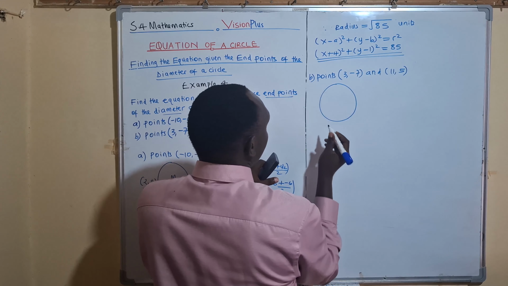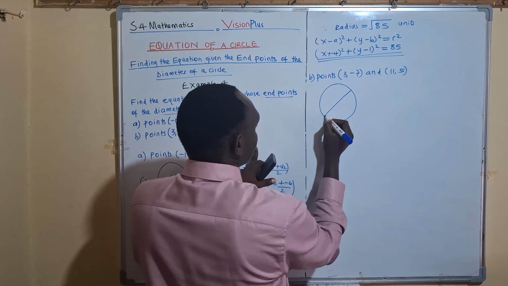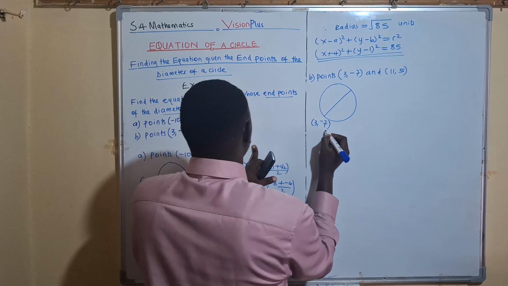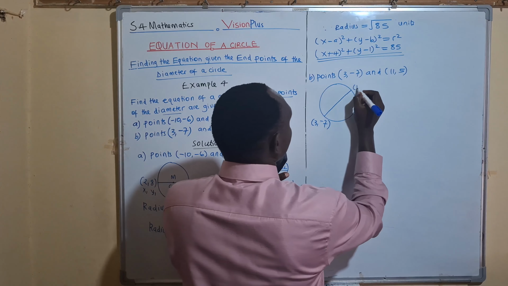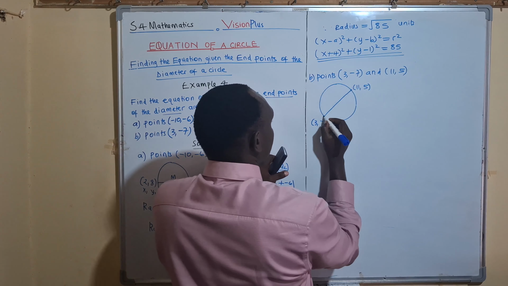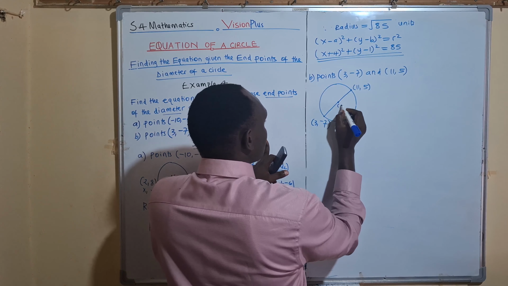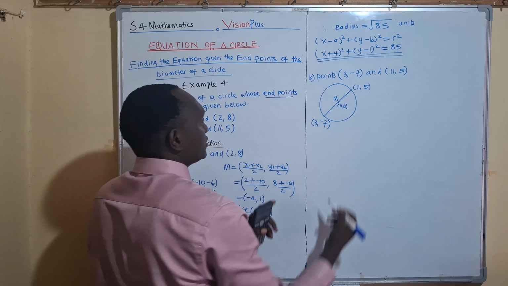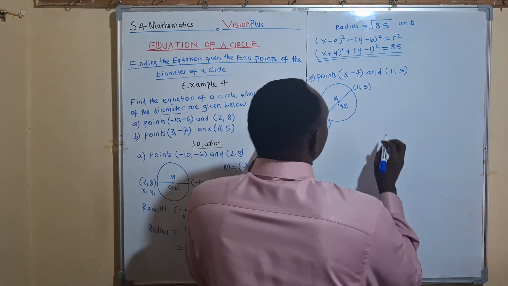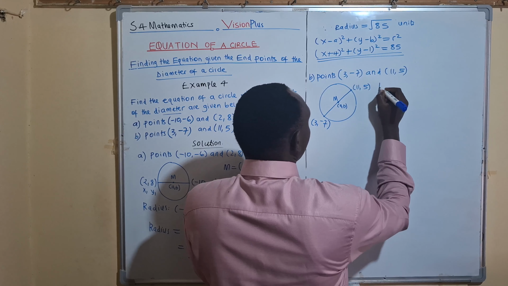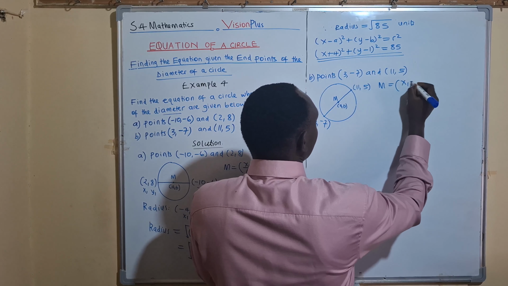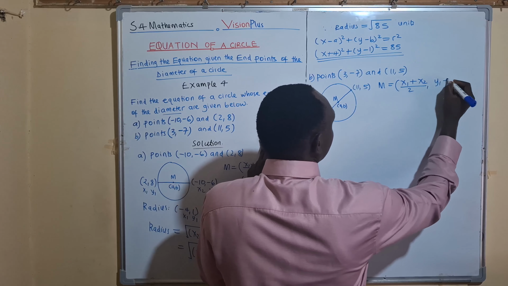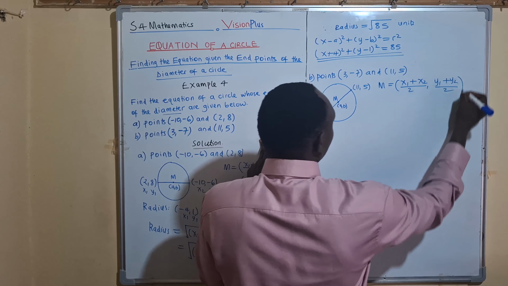Just divide the circle into two halves. I'm going to divide it like this. In any way you want, I'm going to put here 3, -7, and then here I'm putting 11, 5. These are endpoints. So for us to get the center, which has coordinates a and b, we shall get the midpoint of the endpoints of the diameter, and that will give us the coordinates of the center. So midpoint M has the form (x1 plus x2 out of 2, comma, y1 plus y2 out of 2).